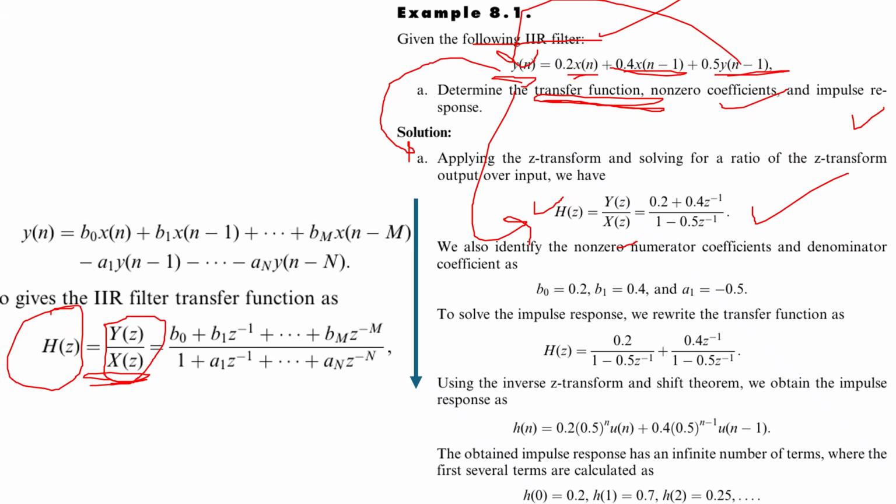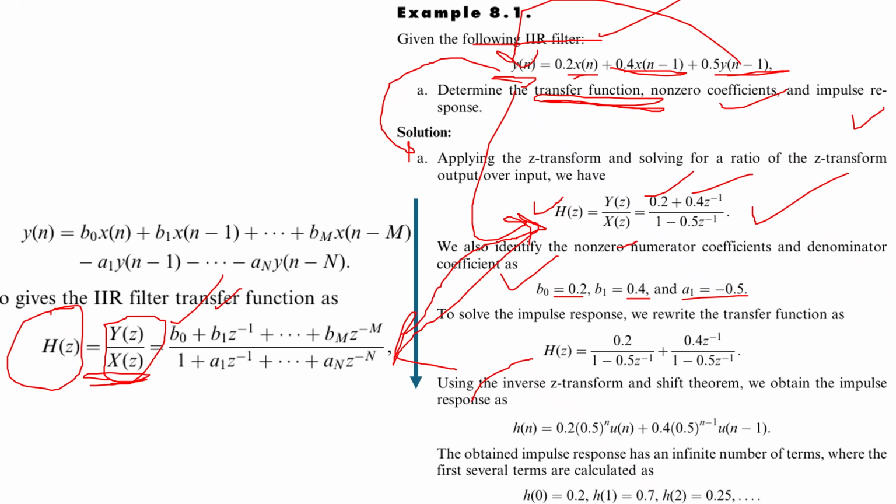Also identify the non-zero coefficients and denominator coefficients, that is the values of b0, b1 and a1. All these you can correlate to each other, this one and this one, right? So what is b0? b0 is 0.2. What is b1? b1 is 0.4. How? Because z inverse is the coefficient with b1. Similarly you can find all those, right?